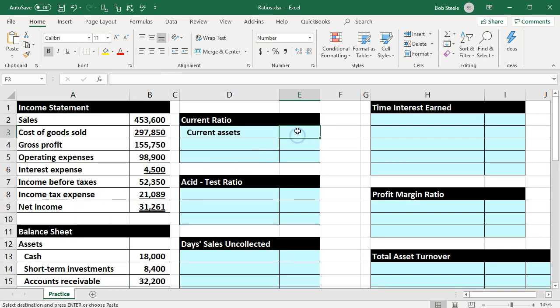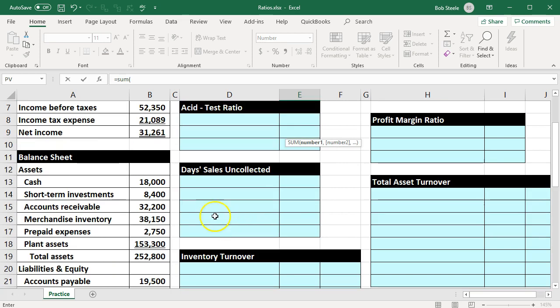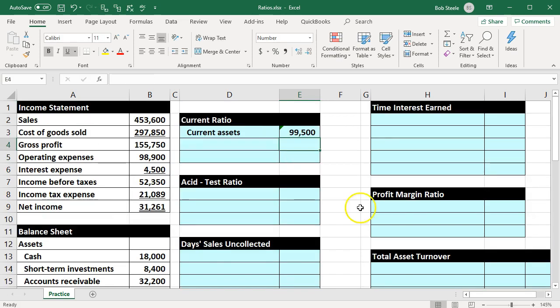So we're going to pick up the current assets. I'm going to do that with the SUM function. We're picking up, once again, cash, investments, receivables, and we want the merchandise inventory, as well as the prepaid expenses. We want all that. We don't want the plant and equipment, property, plant, and equipment not being a current asset. So we'll close that up, and that's going to be our current assets.